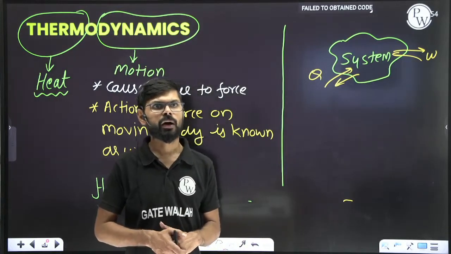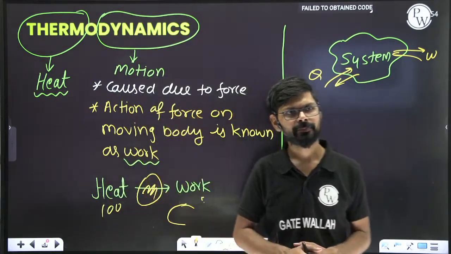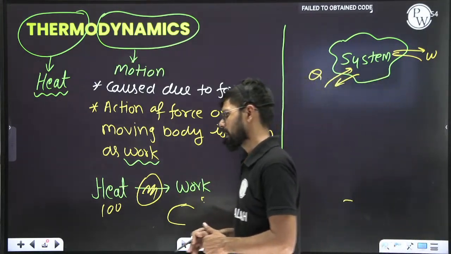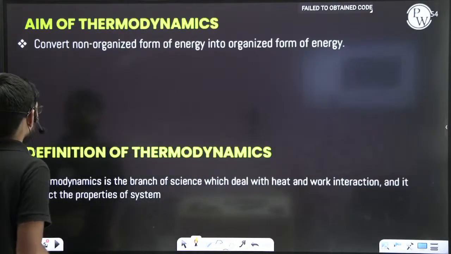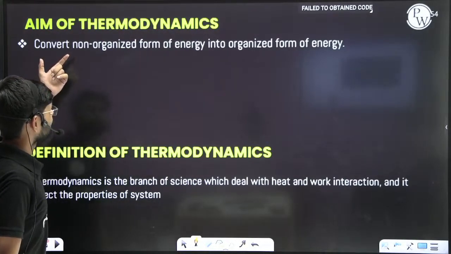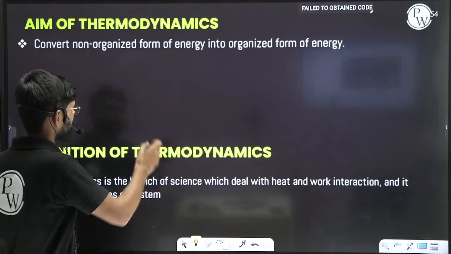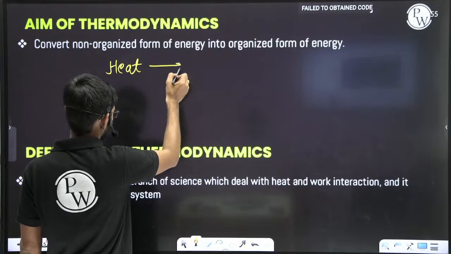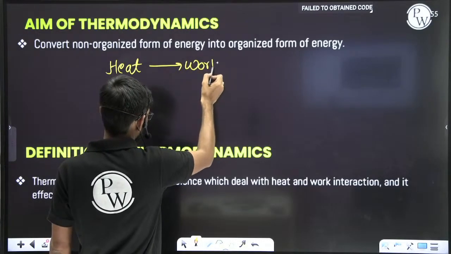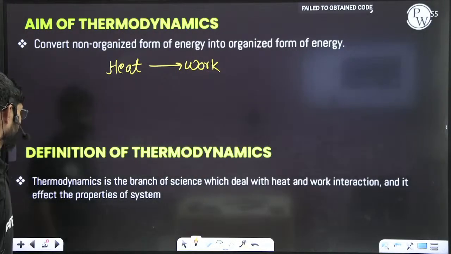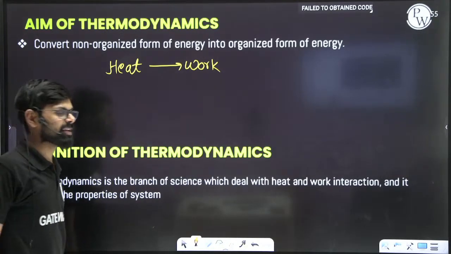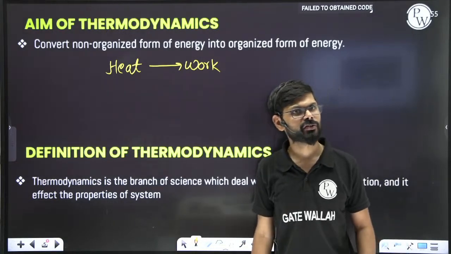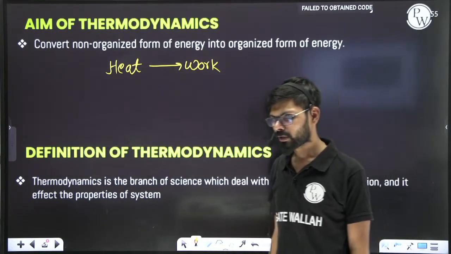Okay, hello, hi. So this is a basic definition of thermodynamics I told. Two things I told up to now. The first thing is that the aim of thermodynamics is to convert a non-organized form of energy, that means heat, into the organized form of energy, that is work. Clear? Now the second thing is that thermodynamics is the branch of science that deals with the heat and work interaction and its effect on the properties of the system. Two things I already told you.